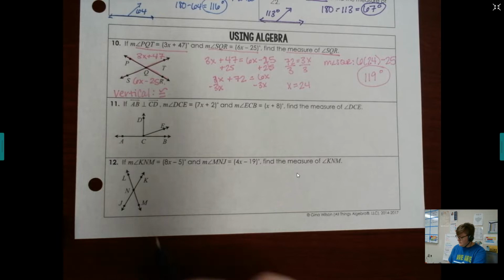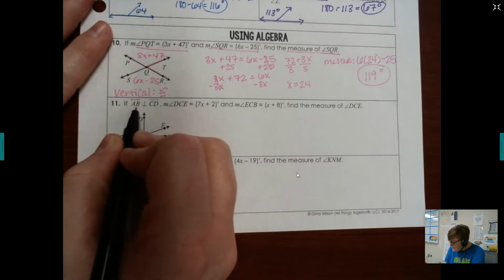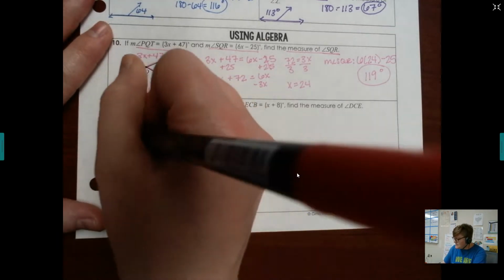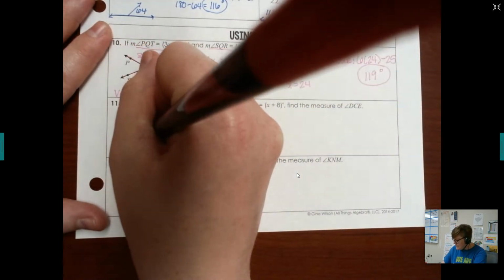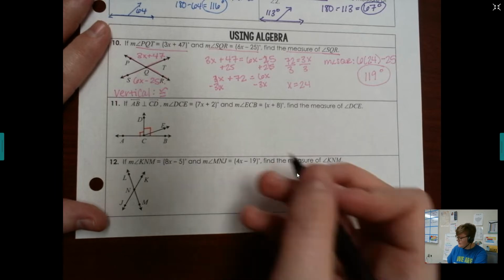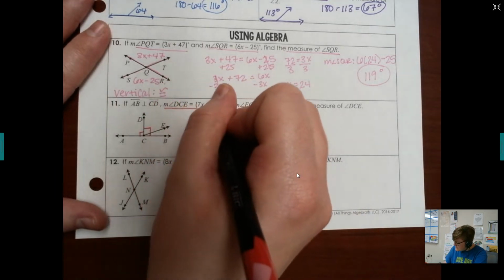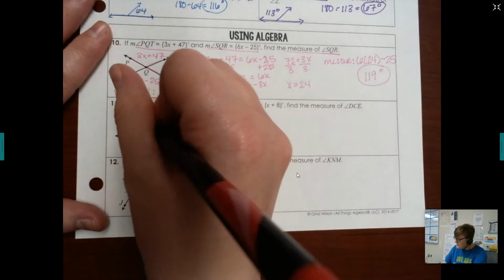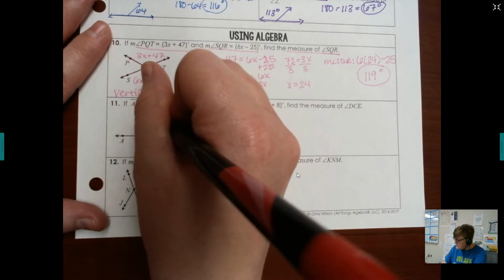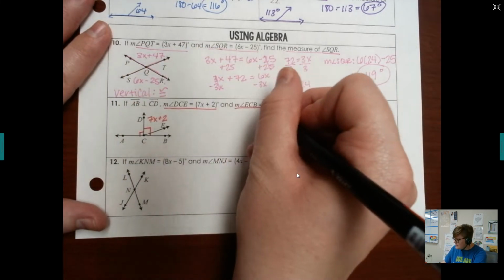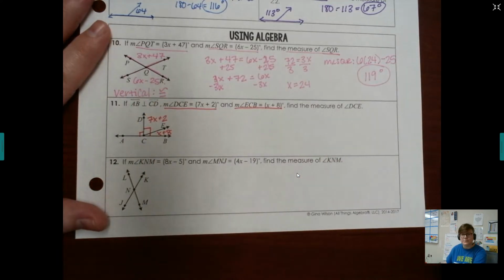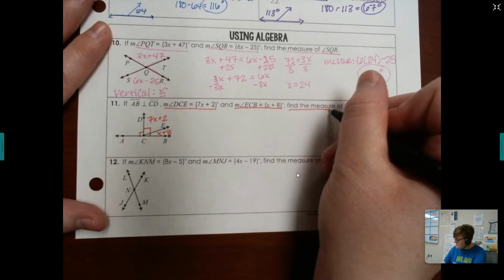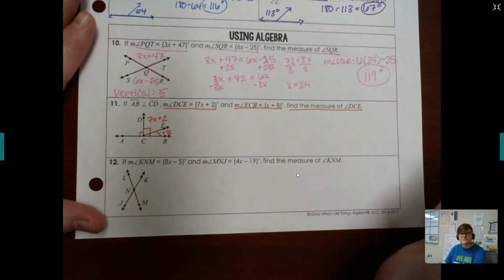Number 11 says that if line AB is perpendicular to ray CD, so that tells us we have a right angle here and a right angle here. The measure of angle DCE is 7x plus 2, and the measure of angle ECB is x plus 8. We want to find the measure of DCE.